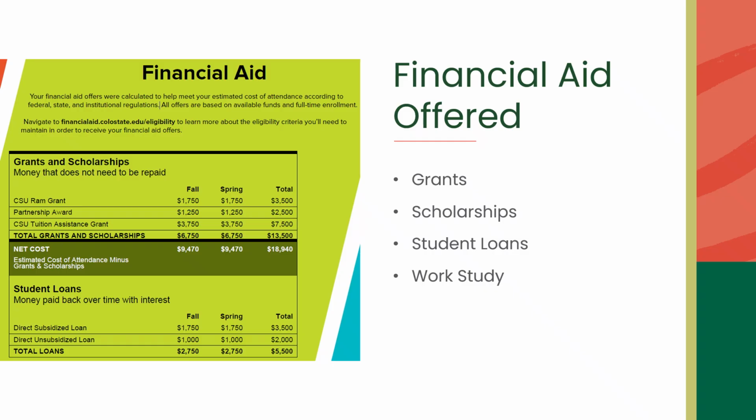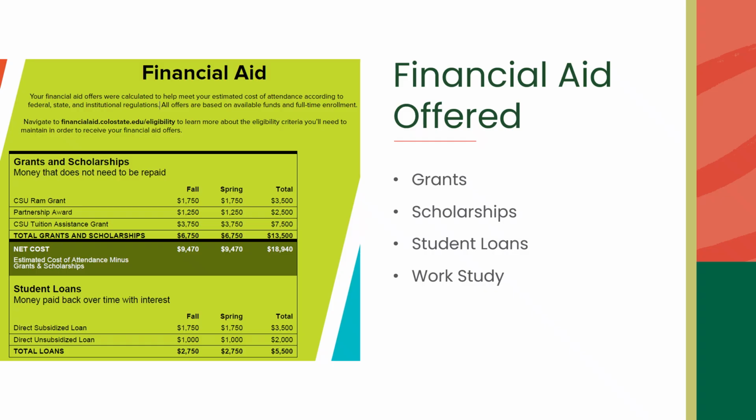Below, we have then included the net cost for the student. The net cost is the estimated cost of attendance minus grants and scholarships. In this example, the student's net cost would be $18,940 for the academic year.